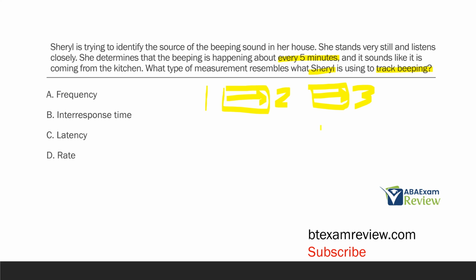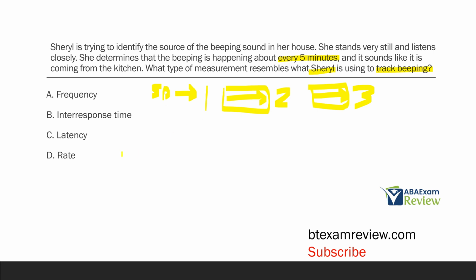When we're measuring time in between things, what type of measurements are we using? Well, typically we're going to be using inter-response time and latency. If we look at A, frequency, she's not counting how many times it's beeping. She's just saying the beeping is happening about every 5 minutes. So if we think about inter-response time, B, that's much more like what Cheryl is doing, because time in between responses is inter-response time. If we are tracking responses and we said a response happens every 5 minutes, 5 minutes would be our inter-response time. Latency tracks the SD to the first response. So if she tracked from the time the beeping started, that might be latency, but she's tracking in between beeps, making it inter-response time.